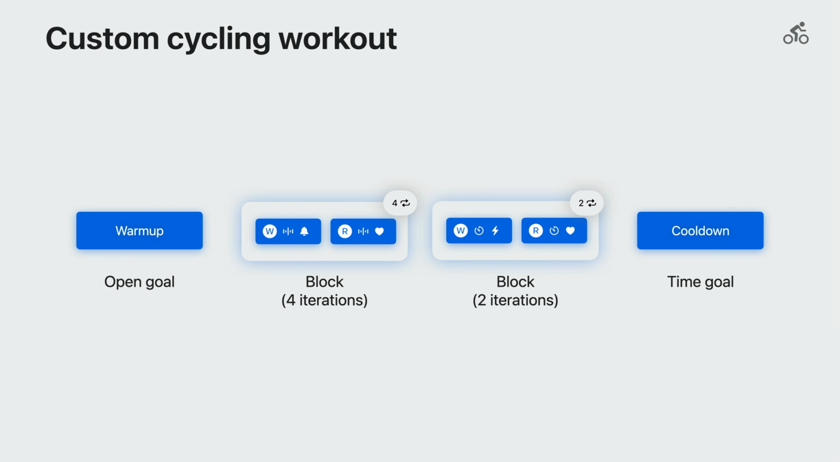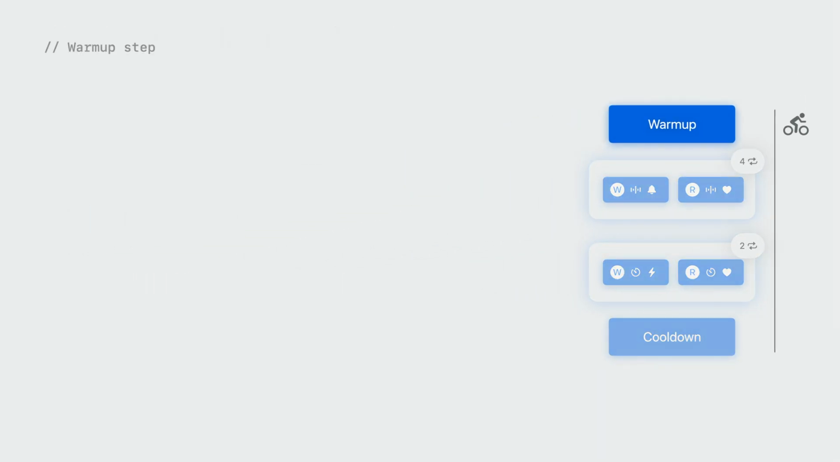Let's see how we can represent this in code. Let's start with our warm-up step. First, we import WorkoutKit. As we mentioned before, our warm-up step has an open goal with no alert. So in this case, we'll create it with the default initializer. Let's move on to the first block of this workout.